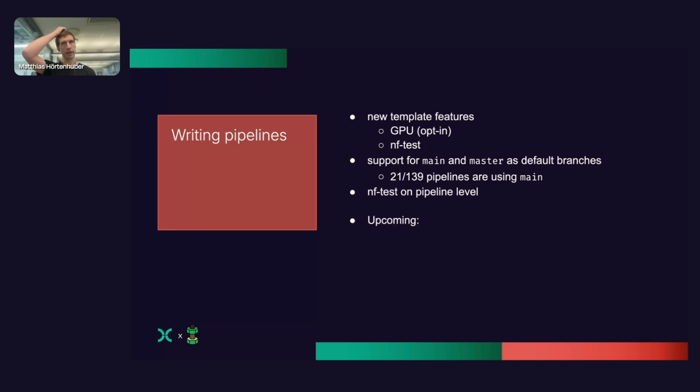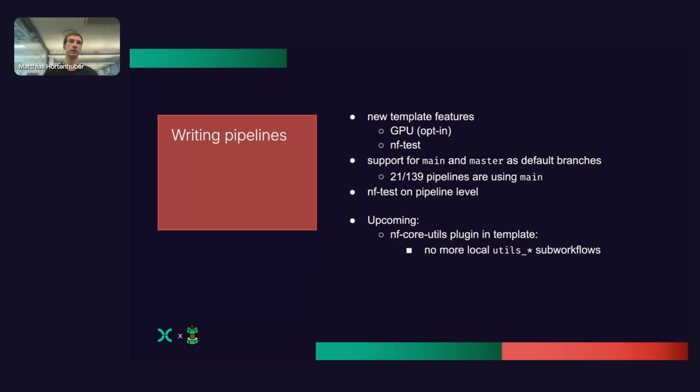So what is coming with helping you to write pipelines? A bigger change, which Edmund is specifically working on, but also Maxime is involved there, is writing the nf-core utils plugin. And we will, at one point, which should be soon, add it to the template. And that will allow us to remove all the utils sub-workflows.